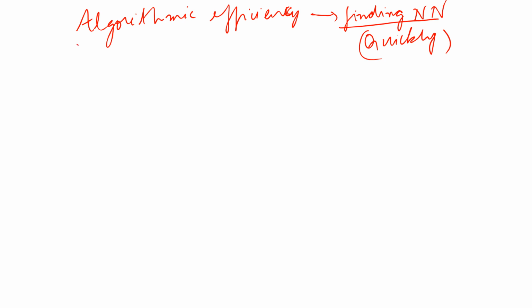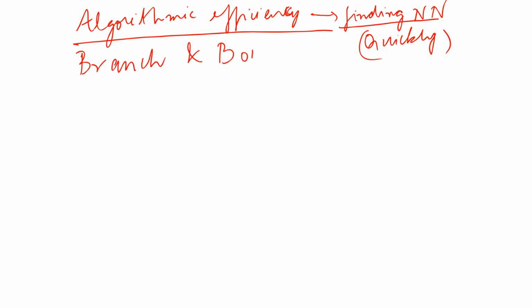One way of doing that is something that's known as the branch and bound algorithm, and that's what we're going to look at in this video. So branch and bound when finding the nearest neighbor.